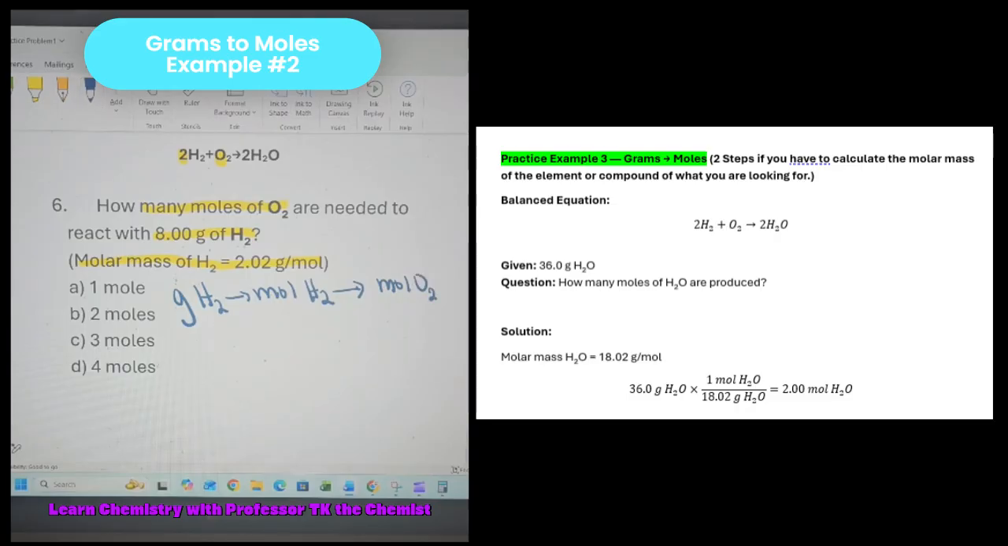In order to do this first step right here, you need the molar mass for hydrogen, and you have to divide by that molar mass. To go from this step right here, you need to use the coefficients from your balanced equation.